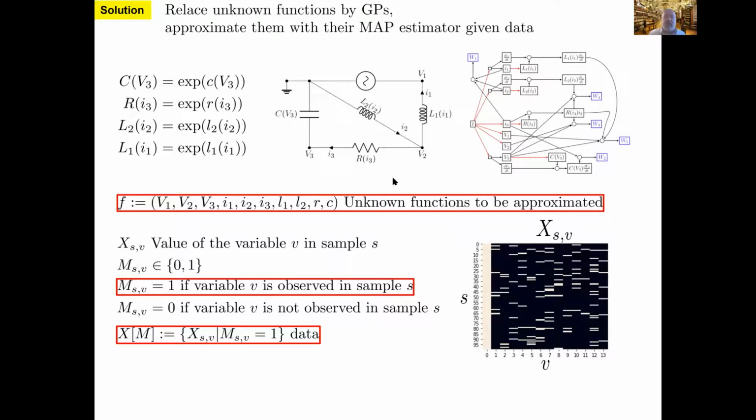Now, our solution is to replace unknown functions by GPs and compute their MAP estimator given the data. To describe this, write F for the vector whose entries are the unknown functions to be identified. Write M for the Boolean matrix whose entry (S,V) is equal to 1 if variable V is observed in sample S, and 0 otherwise. And using Python notation, write X[M] for the entries of the matrix X that are observed or measured.